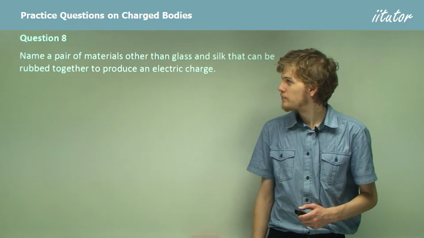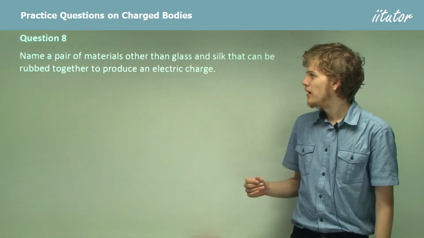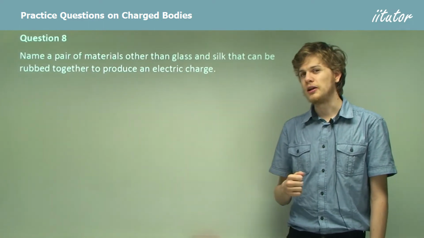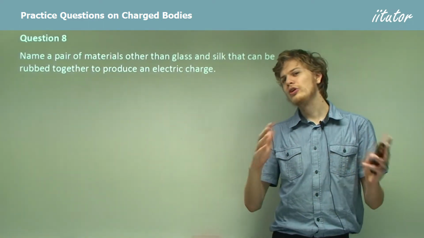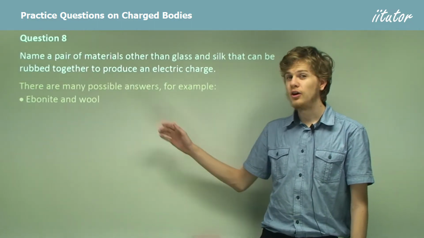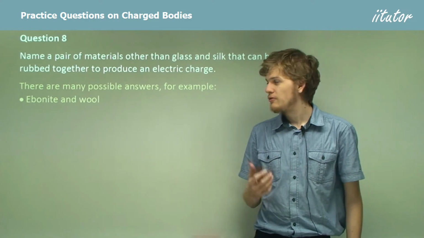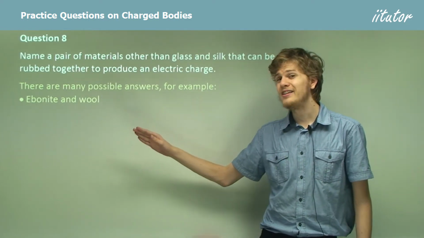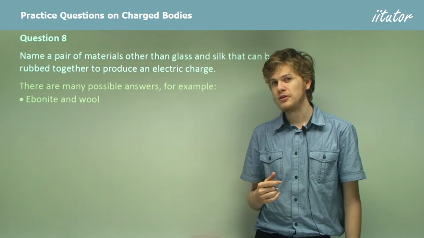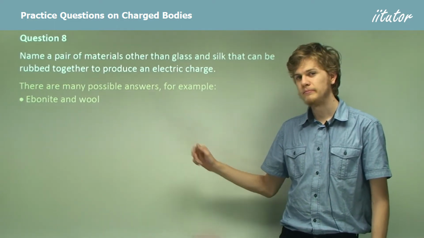Question 8. Name a pair of materials, other than glass and silk, that can be rubbed together to produce an electric charge. Now there's a whole number of these, so I'm going to name a few. So one possible answer is ebonite and wool. You might perform this experiment in class. If I recall correctly, the ebonite picks up a negative charge and the wool picks up a positive. So it's the opposite for glass and silk.